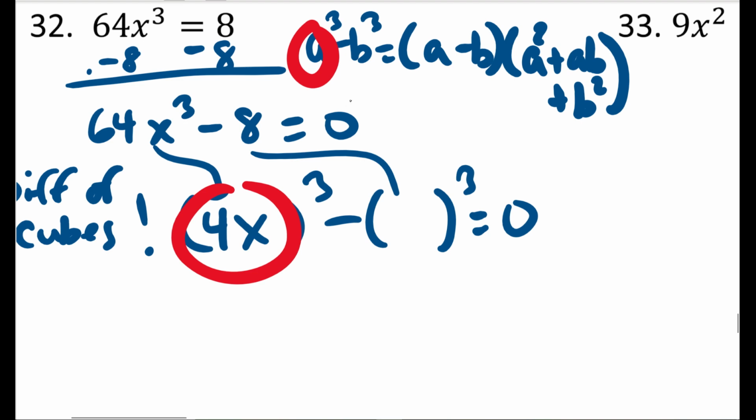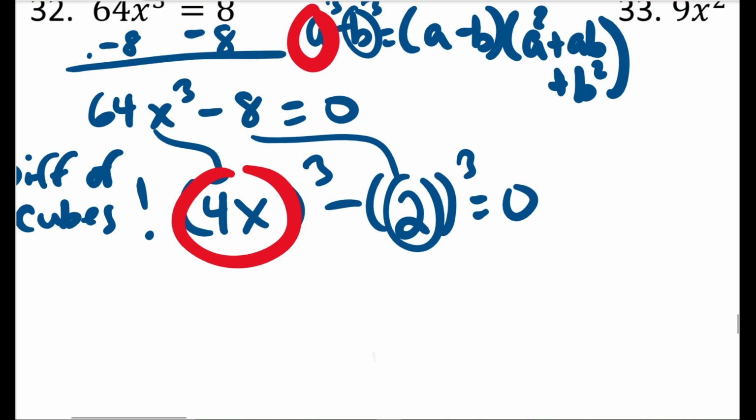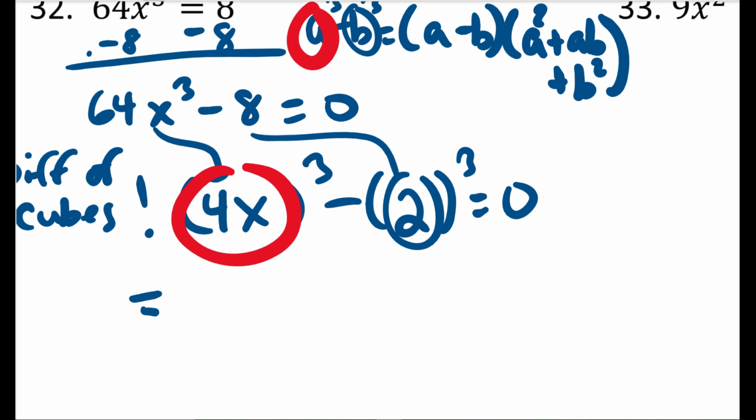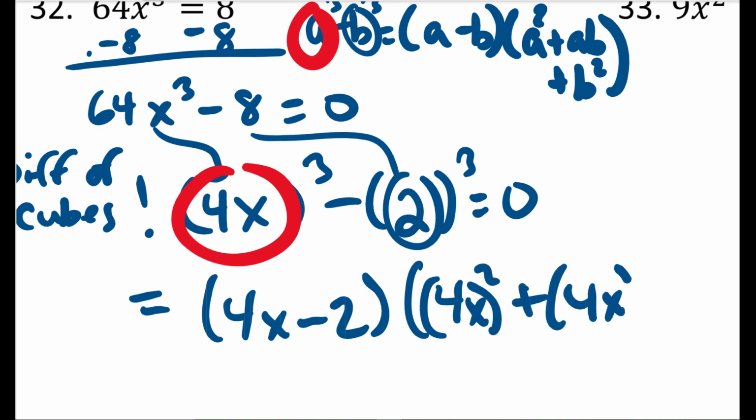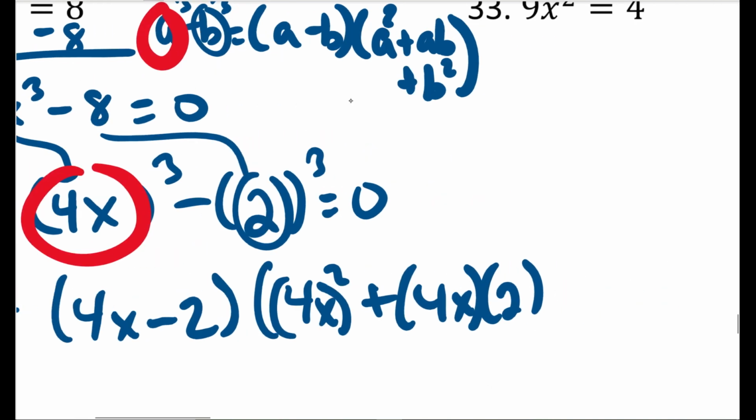Now, for 8, I know that 2 cubed is 8. So therefore, b has to be 2. So now I can plug into this formula. I have a minus b, 4x minus 2. A is 4x, b is 2. A squared, 4x squared, plus ab plus b squared.